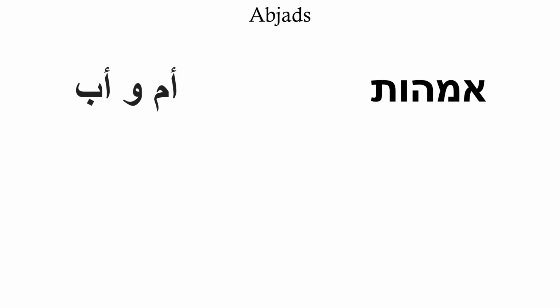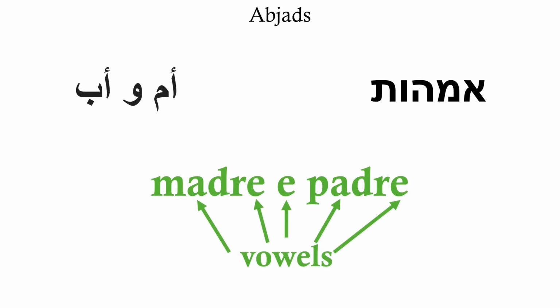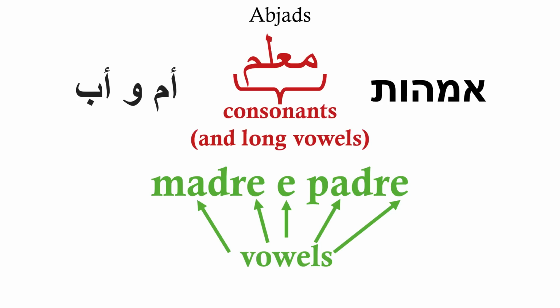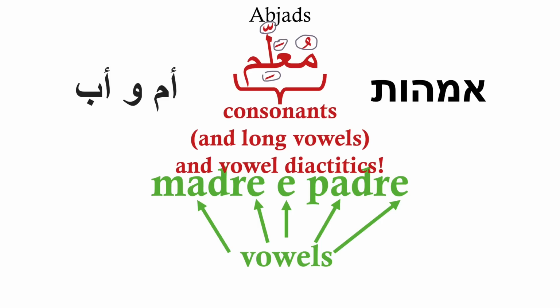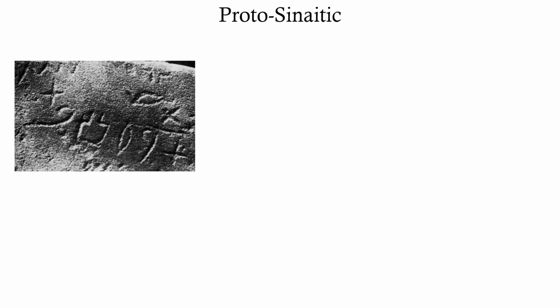because rather than representing all sounds as independent letters like Latin does, they only represent consonant sounds, with vowels being left up to context, or to diacritic markings in vocalized scripture, like here, with each of these little accents telling the reader what vowel comes after the consonant letter it's modifying. Now back to Proto-Sinaitic, which is also technically an abjad.